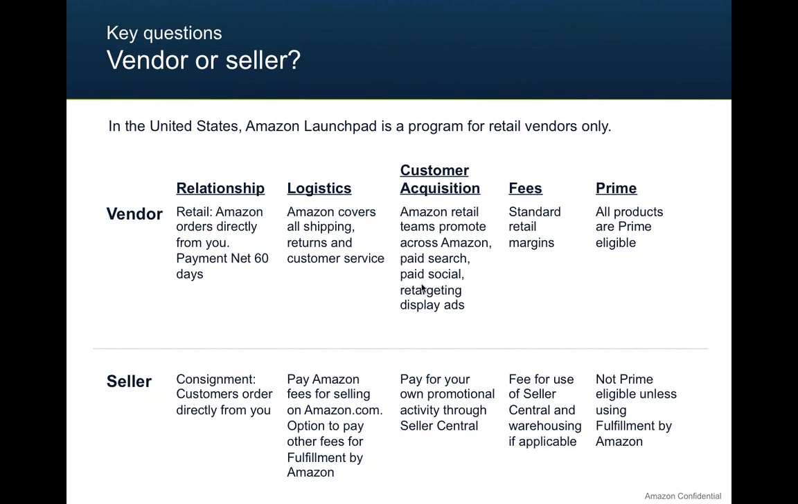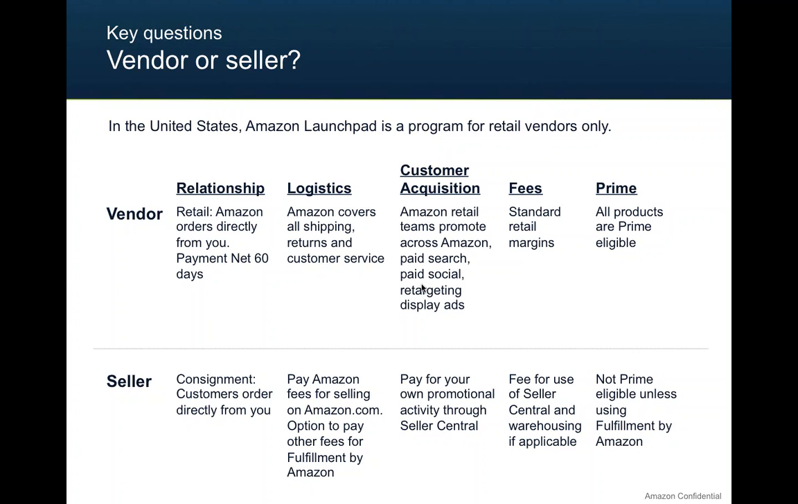Fees are standard, so it's standard retail margins. You sell your product to us at a specific cost. The margin between that and what we sell it to customers at is where Amazon makes its money. And all products are Prime eligible. Every Prime member is able to order your product, and they get that Prime badge and that 2-day shipping on there. And that's for any product that's going to be in that Launchpad program using the Amazon fulfillment services.